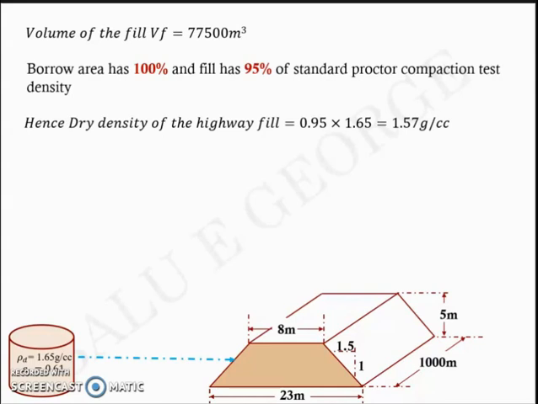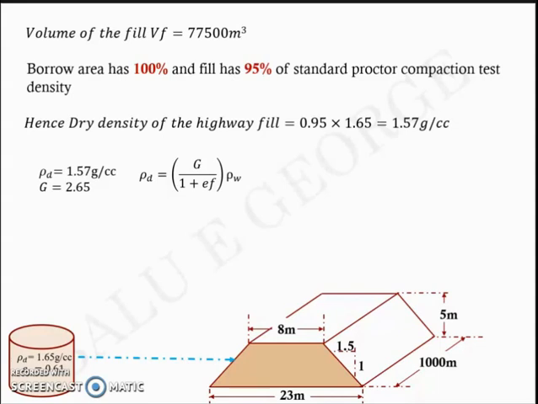Now we know one more thing, the specific gravity of the soil. Even if it's a fill or the borrow pit, the specific gravity remains the same, 2.65, because it's a property of a material, right? Now based on this, you know an equation connecting rho d and rho w, which is this: rho d equal to G by 1 plus e into rho w.